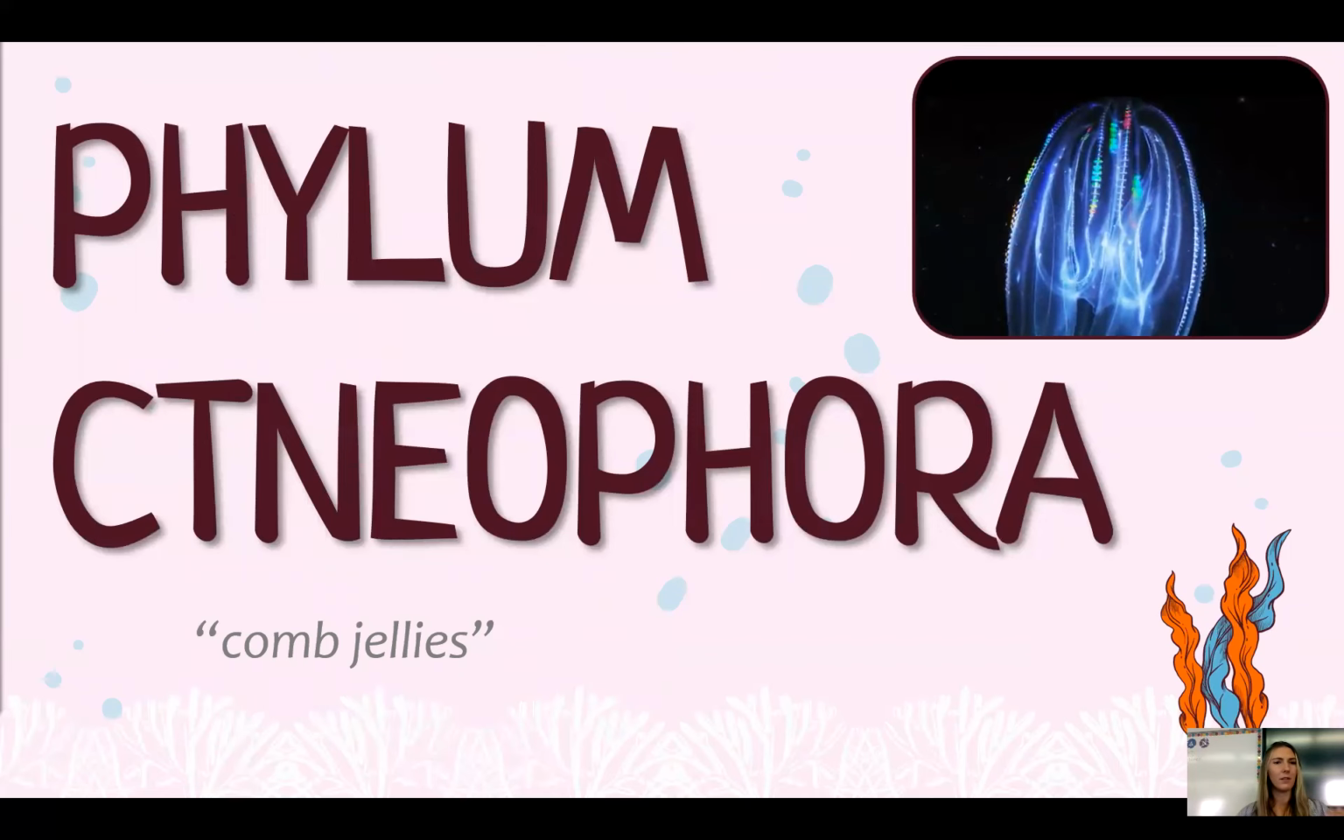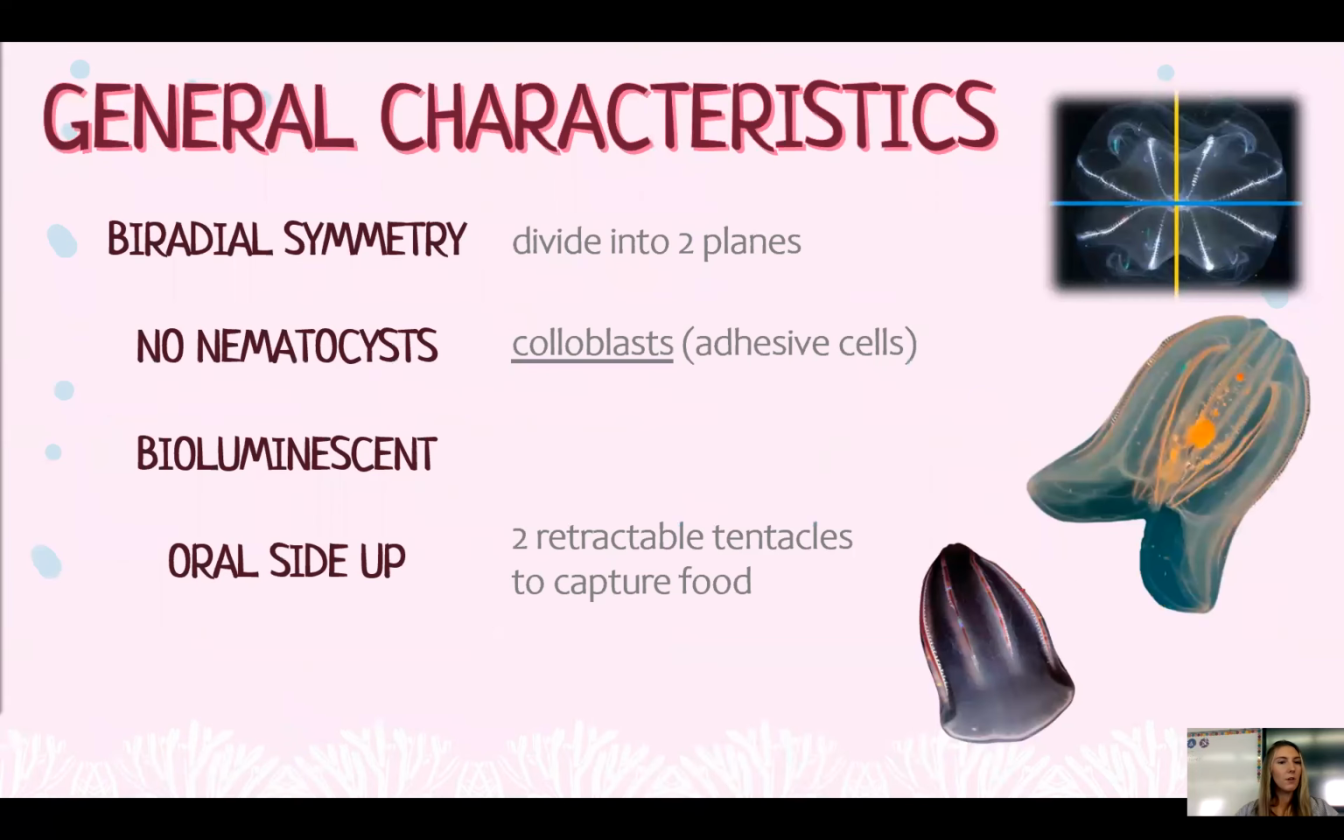All right, now our second phylum we'll talk about are ctenophores, and these are our comb jellies. I actually spelled the phylum wrong, so it's supposed to be Ctenophora. When you write it down, make sure that you swap that N and the E around. Some general characteristics are that ctenophores are biradially symmetric. So you can actually divide them into 2 planes. You can divide them this way and this way.